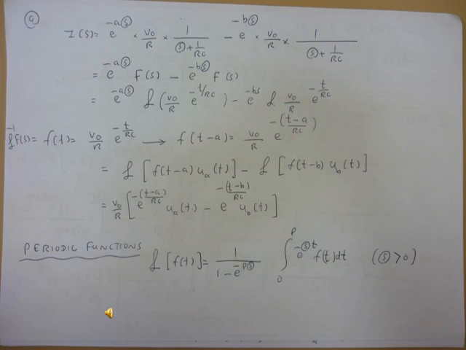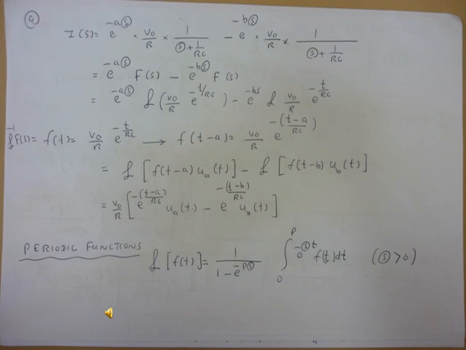So in this case, ft minus A is equal to V0 by R e power minus t minus A by RC. So this becomes the Laplace transform of ft minus A UAT minus Laplace transform of ft minus B UBT. So therefore, V0 by R, e power minus t minus A divided by RC UAT minus e power minus t minus B divided by RC UBT. Now this is the answer.